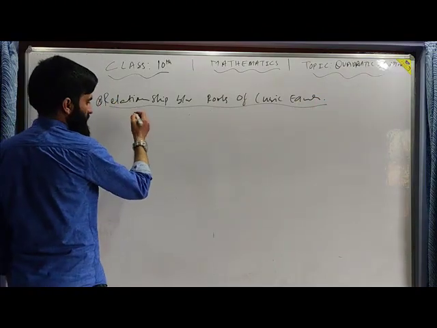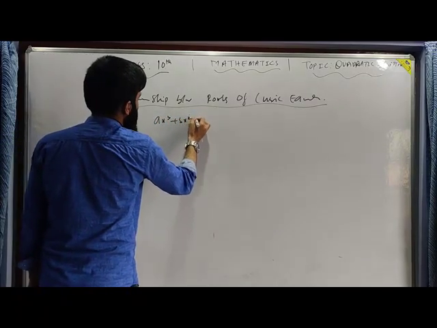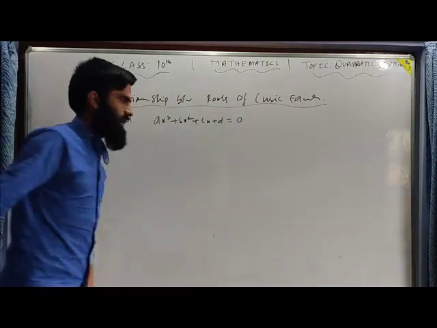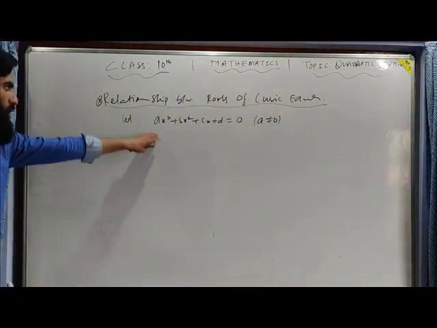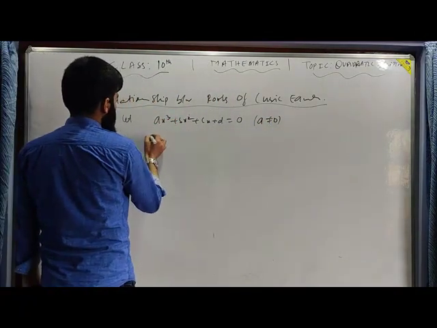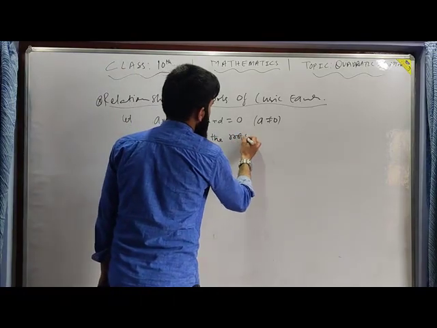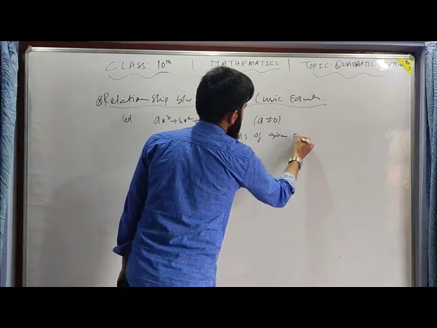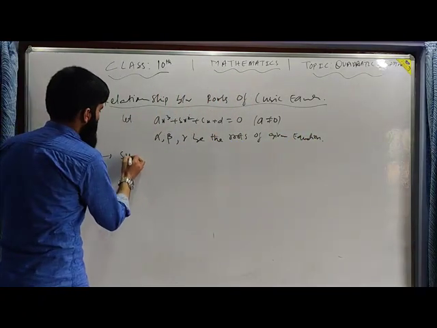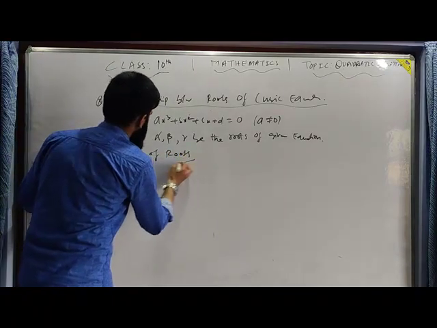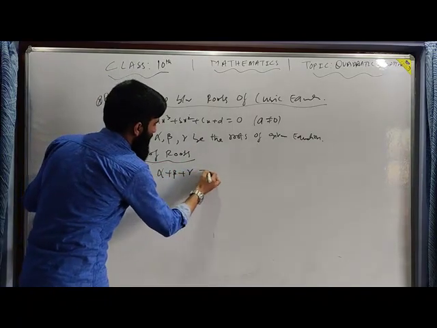Let ax cube plus bx square plus cx plus d is equal to 0 be a given cubic equation, while a is not equal to 0. This is a given cubic equation we have, and let alpha, beta and gamma be the roots of the given equation. Then first we are going to discuss the sum of roots, that is alpha plus beta plus gamma.